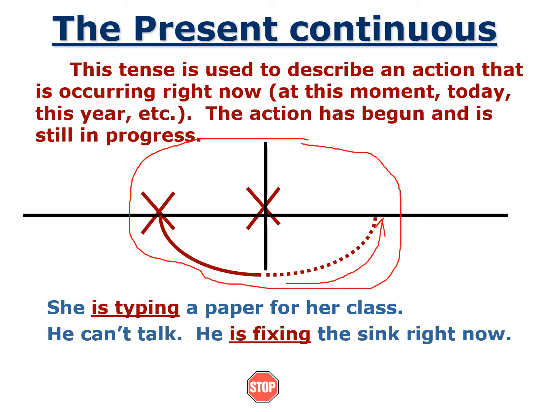This tense also is called the present progressive, which means that the action is in progress. For example, she is typing a paper for her class. Maybe she started typing the paper, and at the moment she is still typing, and maybe she is going to finish typing in a few moments. He can't talk. He is fixing the sink right now. Maybe he started fixing the sink, and he's still fixing it right now. Remember that for the present continuous we use the verb to be in simple present plus the verb plus ing.